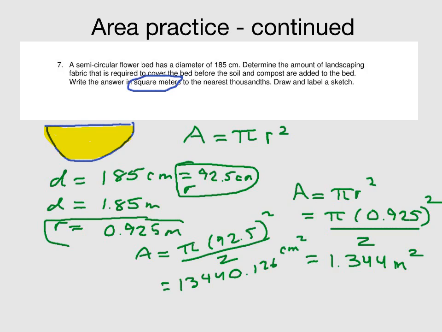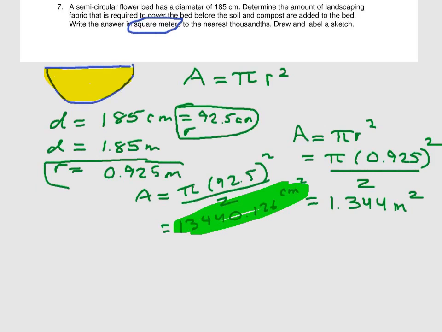The reason I'm suggesting that you don't do it this way, unless you're very careful, is that this answer is in square centimeters, and a lot of times students will try to change square centimeters to square meters by just simply dividing by 100, thinking there's 100 centimeters in a meter. But again, this is square centimeters, so you have to divide by 100 squared, and dividing by 100 squared is the same thing as dividing by 10,000.